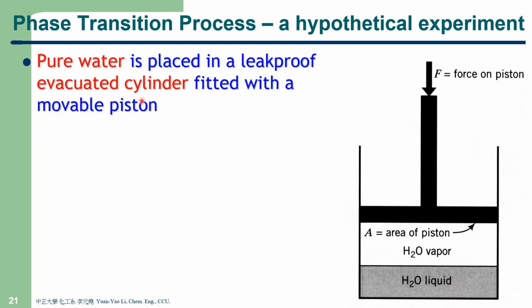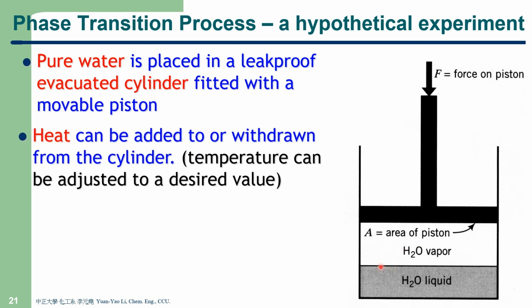So pure water is placed in a leak-proof, evacuated cylinder fitted with a movable piston. So the water won't leak, air doesn't leak. So there's only water vapor and liquid here. Heat can be added or withdrawn from the cylinder. You can increase the temperature in this system, or you can decrease the temperature in this system. Okay? So temperature can be adjusted to a desired value.